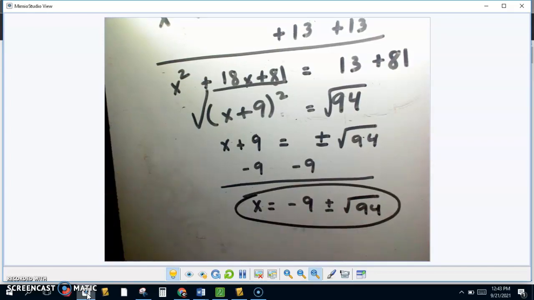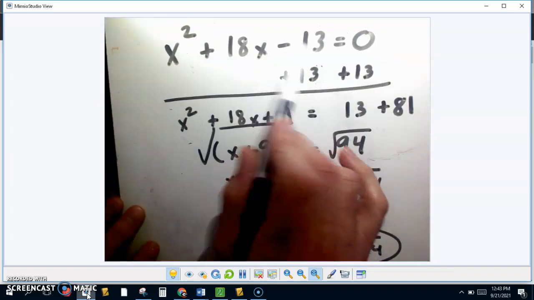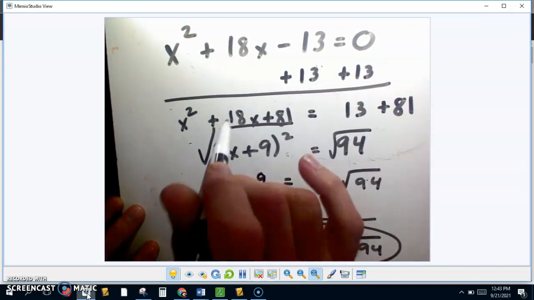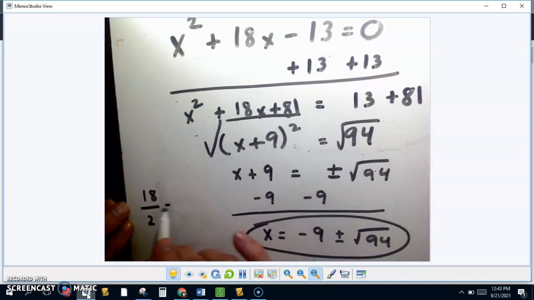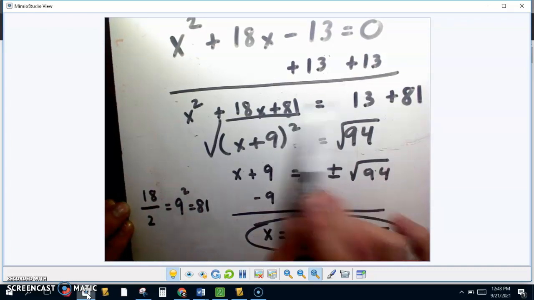Okay. So again, just to recap, the hint here is to move whatever this extra number is, just kind of move it out of the way. Focus on this number, this 18. Again, you're going to take half of it. I'll show you in the side here. Half of that, square whatever half is. That's where this number came from that you added to both sides.